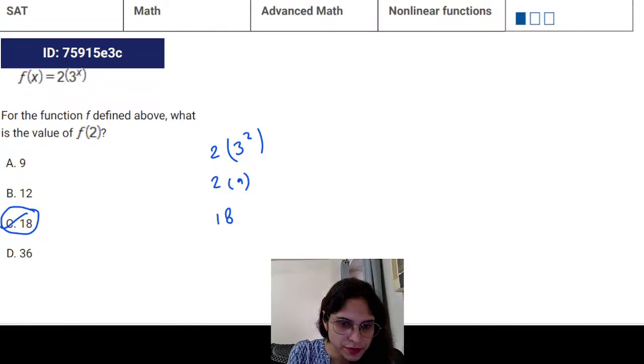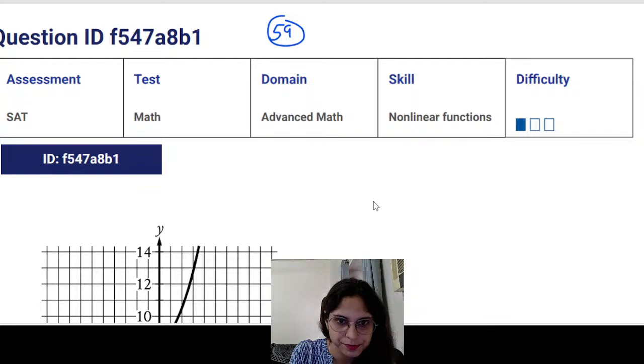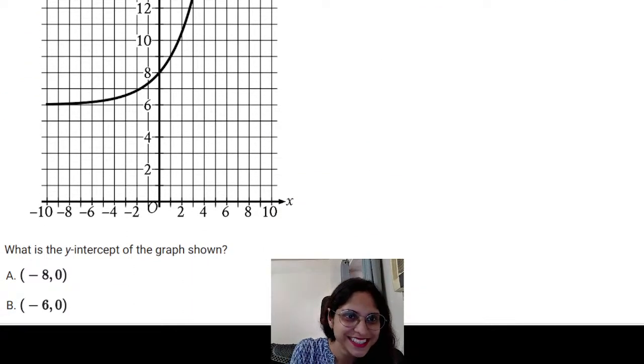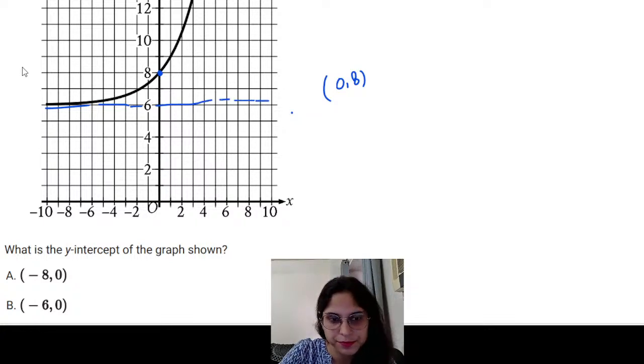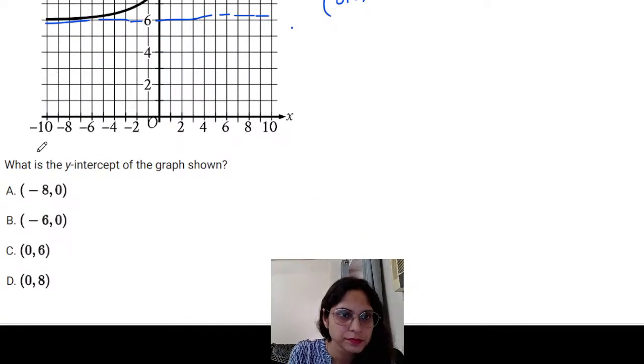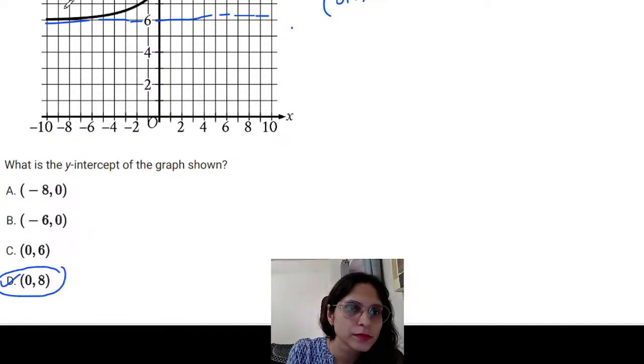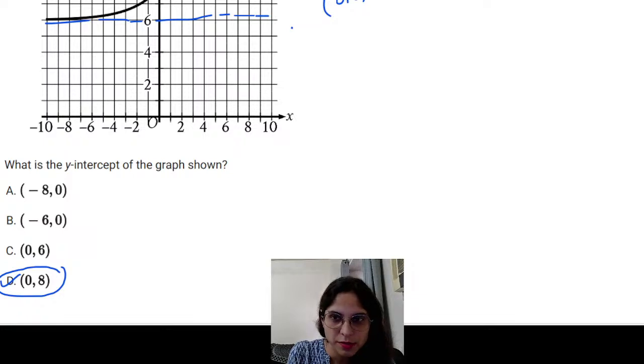The next question is 59. That's going to be on page number 16. Again the graph is given to you. They are looking for the y-intercept. This is the y-intercept, (0, 8). And y is equal to 6 is your horizontal asymptote. This is my answer.